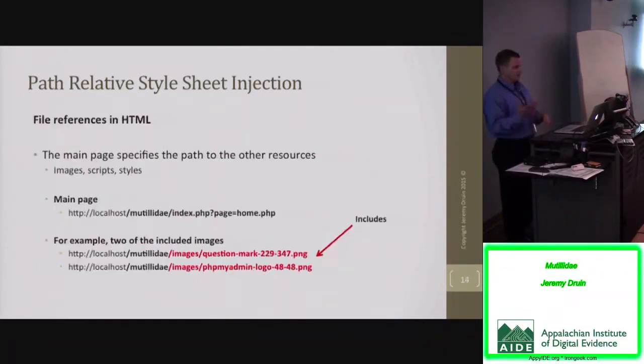So the main page is going to ask for these other resources to be included when the page loads in the browser before it actually has a chance to be parsed. You're going to have images, scripts, and styles typically. So at the bottom here I've got a couple of those included images, the ones that were highlighted, and this is the full path to those images.